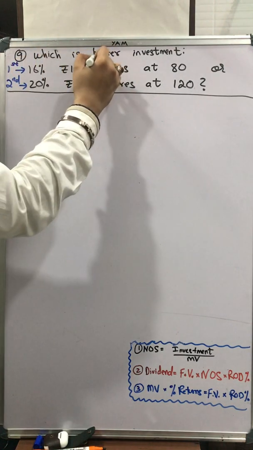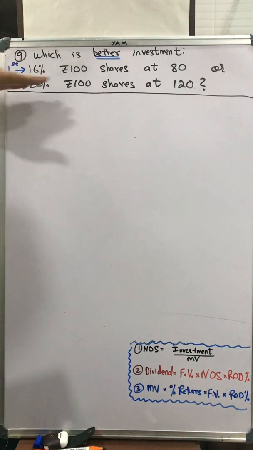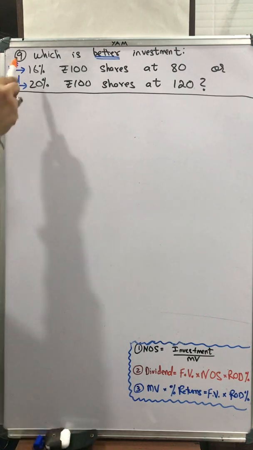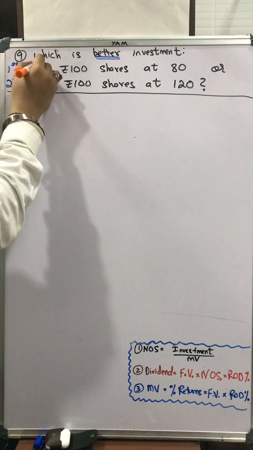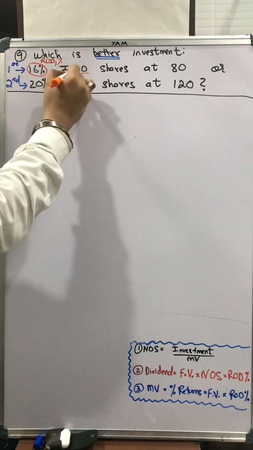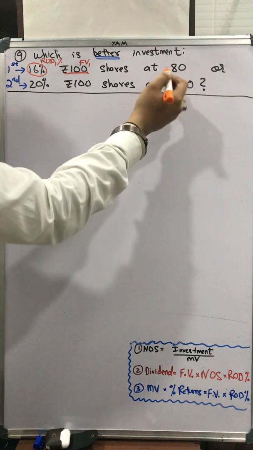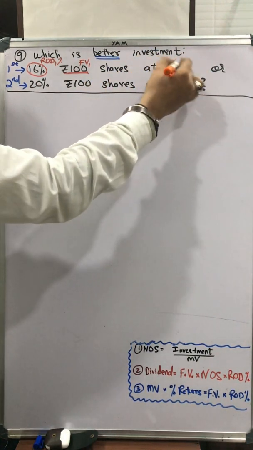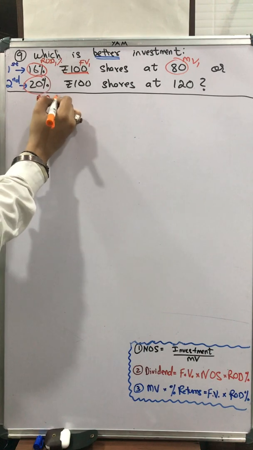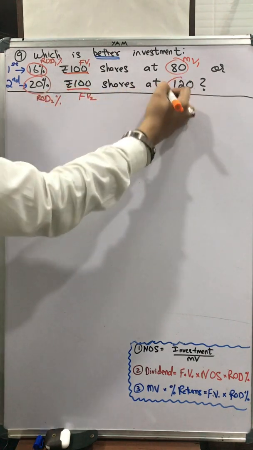And we need to find which is the better investment. Where will you invest? In the first firm, the first row, or in the second firm, the second row, so that I'll get better returns. Please understand, see on the board. 16%. Can I say this 16% is the rate of dividend for the first firm? 100. This 100 comes just before the word shares, so it is the face value of the first firm. At 80 means this is the market value of the first firm. Rupees is not mentioned here just to confuse you. Similarly, this 20 is the rate of dividend for the second firm. 100 is once again the face value of the second firm. At 120, the market value is 120.